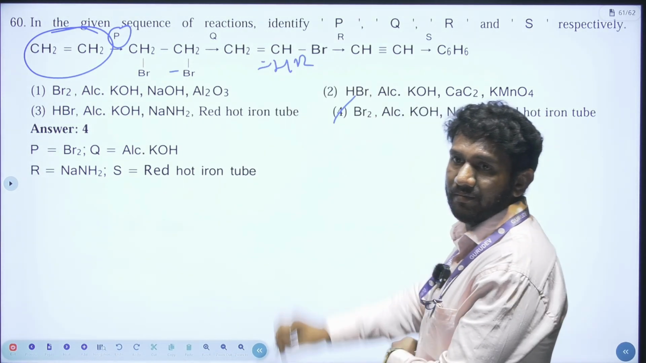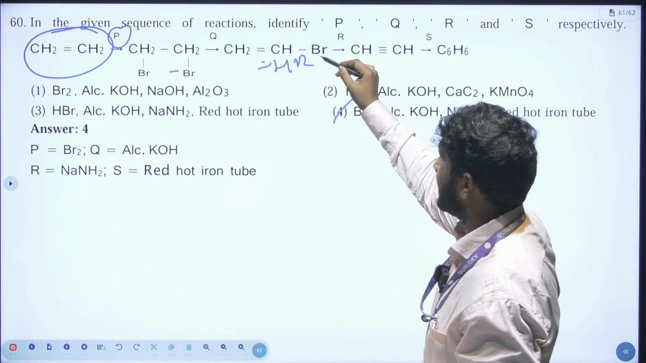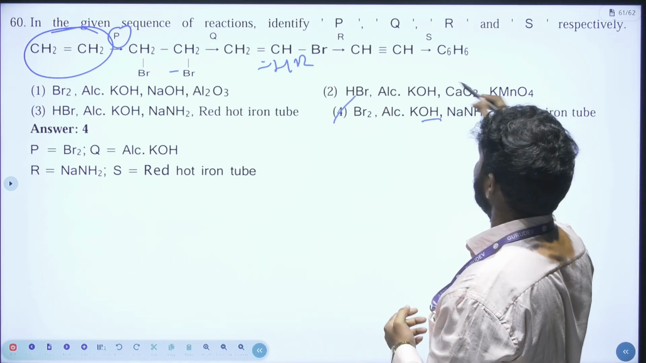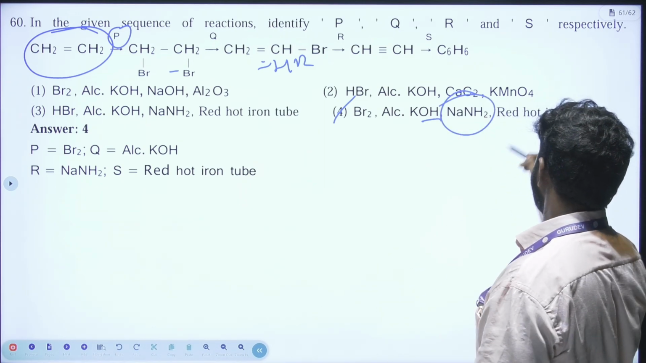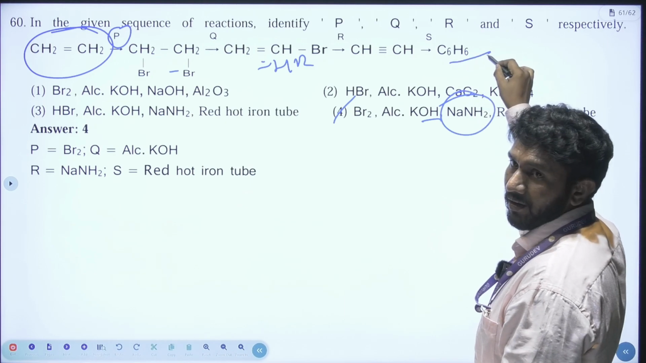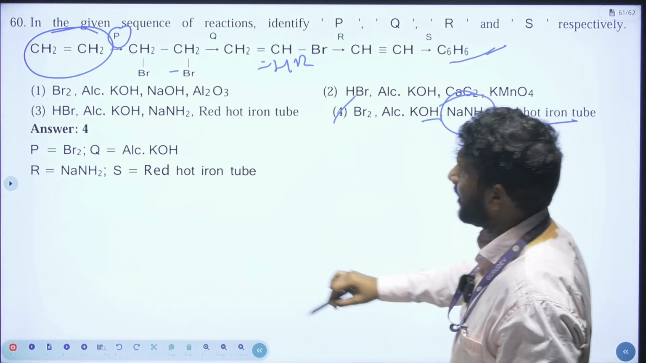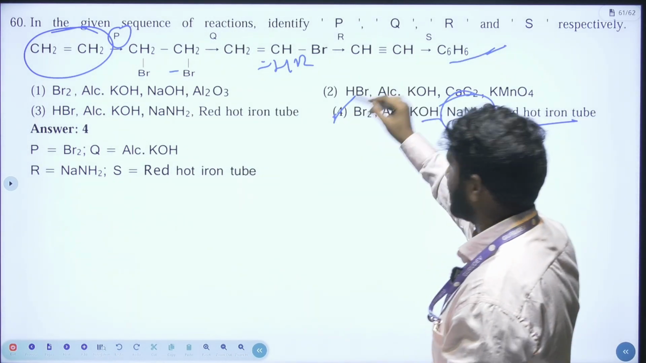dehydrohalogenation. Dehydrohalogenation reaction, that is alcoholic KOH, and it is followed by NaNH2. So this is an elimination reaction. Then it passes to the next step, and we get the final product. Option 4 is the correct answer. Thank you.